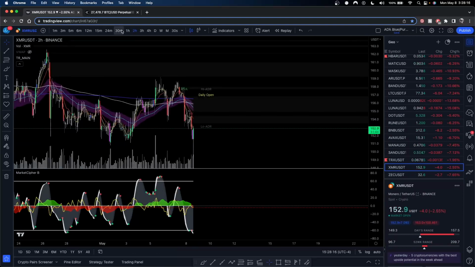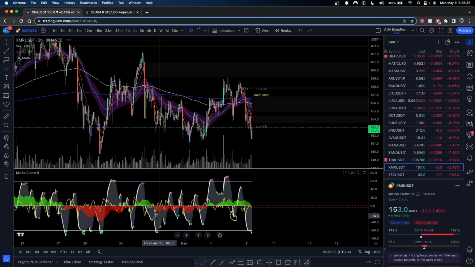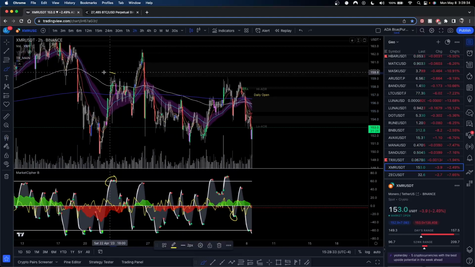Look at this. This is XMR on the 2 hour. I just flipped this in front of you guys. I didn't take any of these trades, but just flipped it right in front of you. There's a cheat sheet entry right there. Boom. Right? Very simple, very easy to see. Here's your cheat sheet entry. Boom.